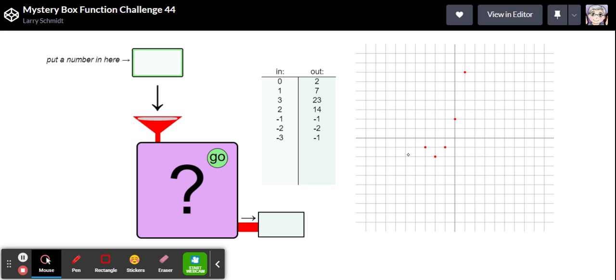So let's try the next point over, -4, and if it's symmetrical with this point, we would get a value of 2. So -4 and 2. Aha, there we go. And if I put in -5, I should get 7. Okay, very good.